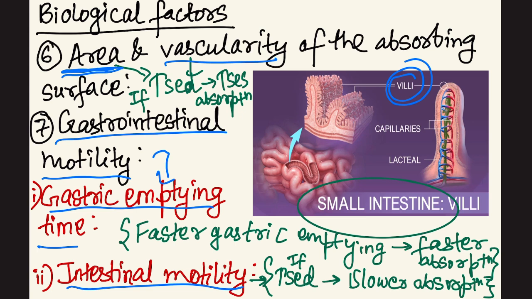Next, intestinal motility. When the intestinal motility is high, as in conditions like diarrhea, the drug molecules will not be in constant contact with the absorbing surface, as you can see here. Because of the increase in intestinal motility, this will lead to a decrease in absorption. So it slows the absorption if the intestinal motility is high.